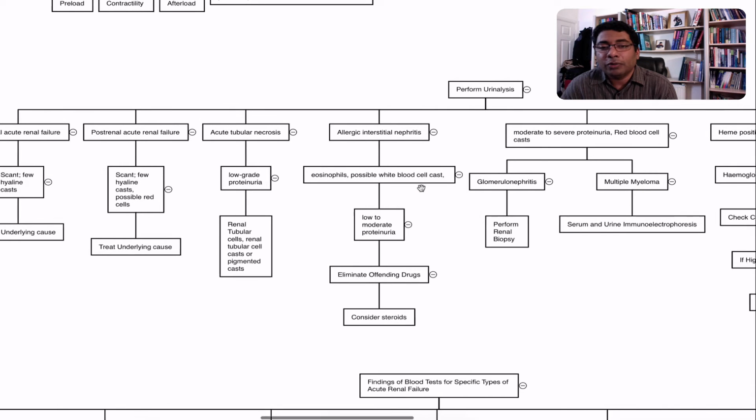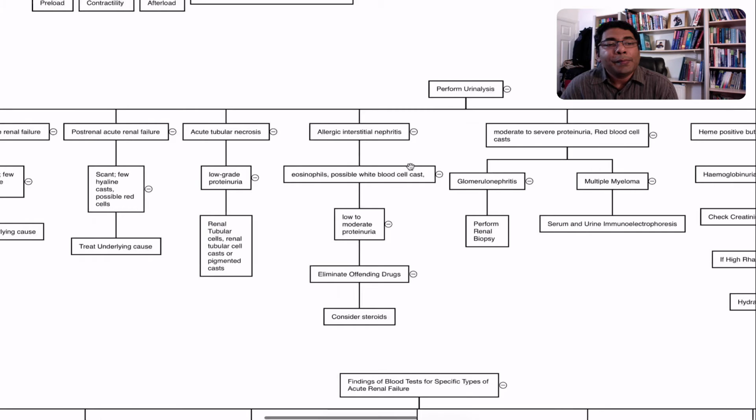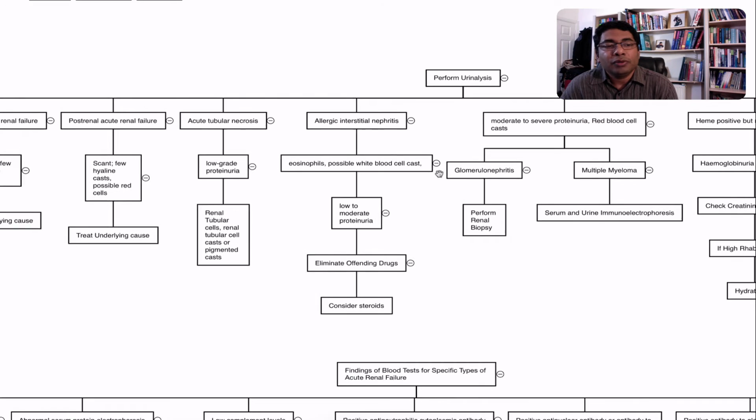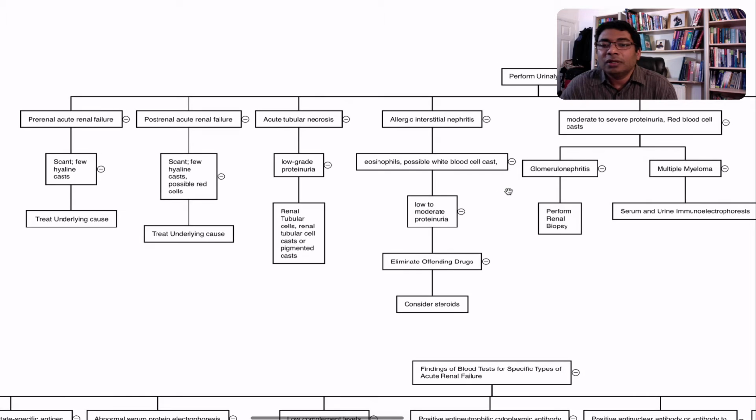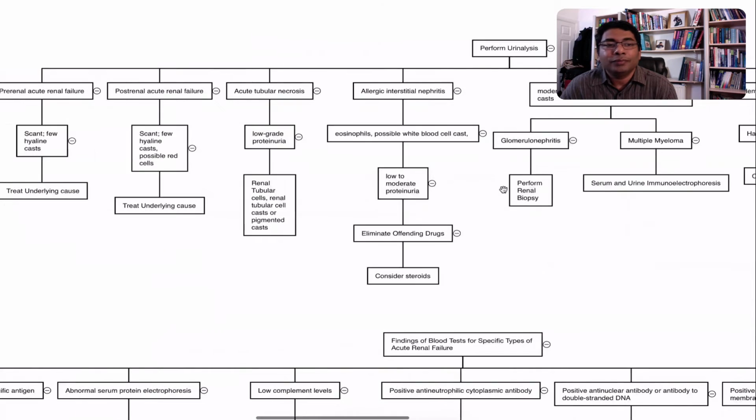Now about urine analysis. I think urine analysis is quite important. It gives early clues to what could be the problem. So I would always say, yes, always do a urine dipstick and perform urine analysis. That'll give you early clues to what the condition is like.